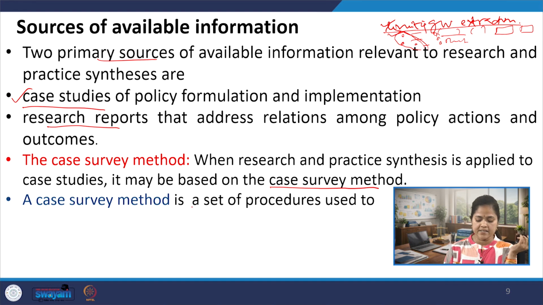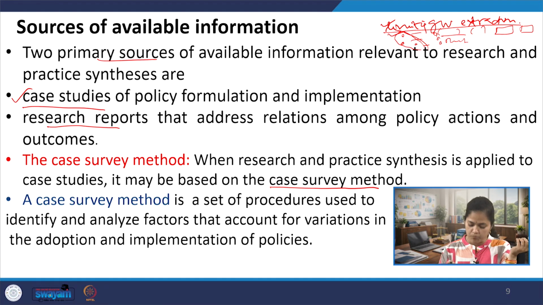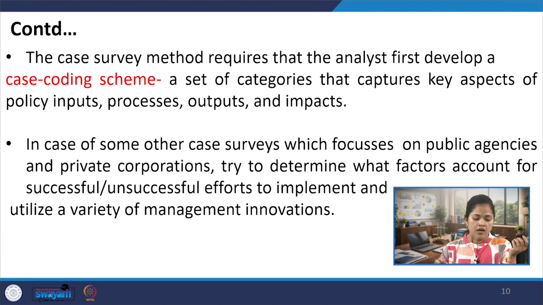Basically, this case survey method is a set of procedures used to identify and analyze the factors that may account for the variations in the adoption and implementation of the said policy, and here the example is limiting groundwater extraction. In this case survey method there are some requirements. The method requires that the analyst first develop a case coding scheme. So what is this case coding scheme?